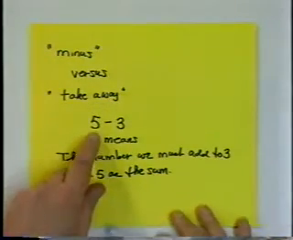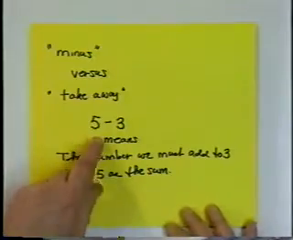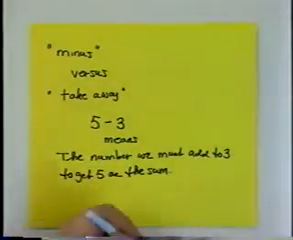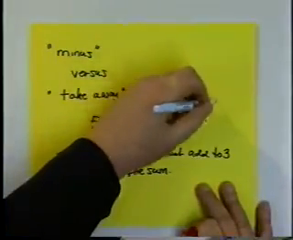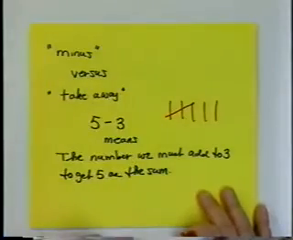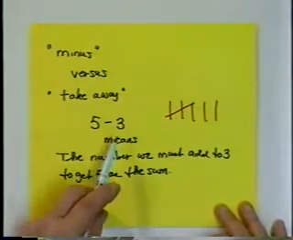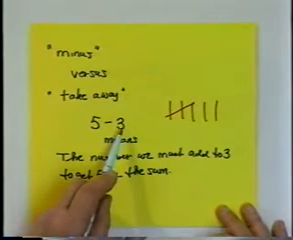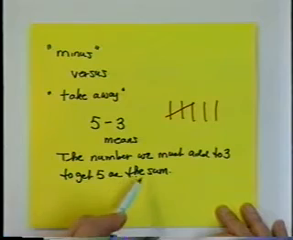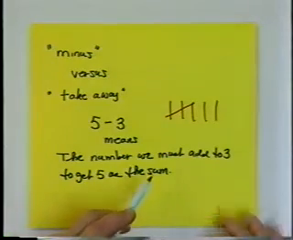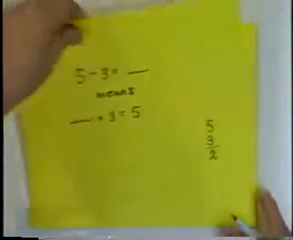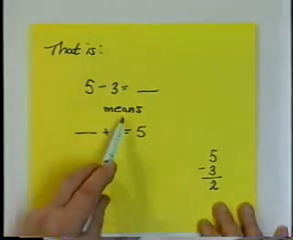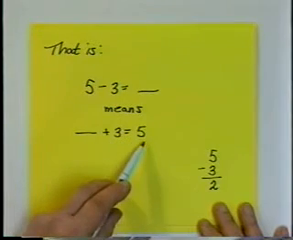So, for example, let's look at take away over here. If you say start with 5, take away 3, the answer would be 2. In other words, here's 5, take away 3, the answer is 2. I say no. What we should have learned to say is that 5 minus 3 means the number we must add to 3 to get 5 as a sum. In other words, 5 minus 3 equals blank means blank plus 3 equals 5.